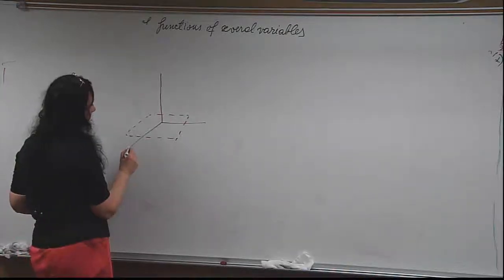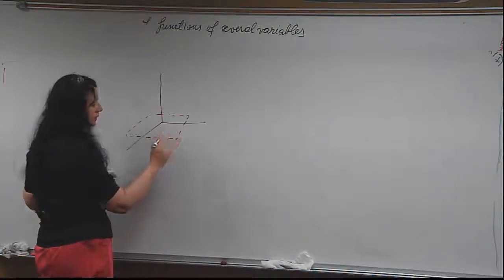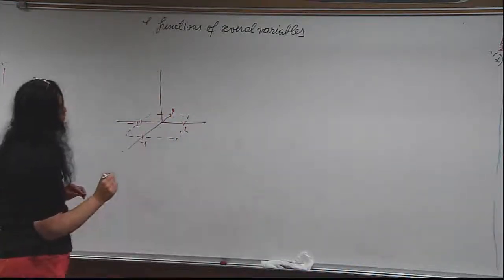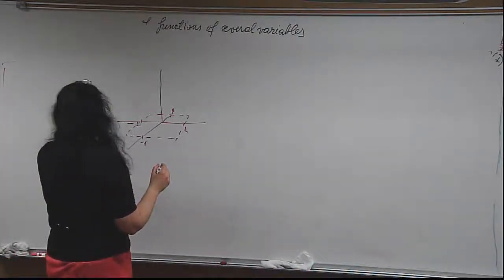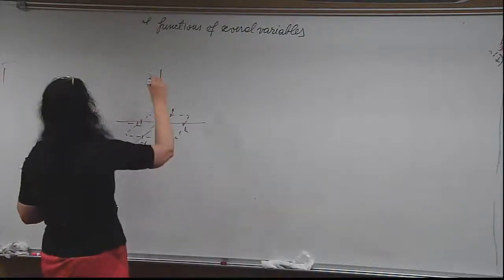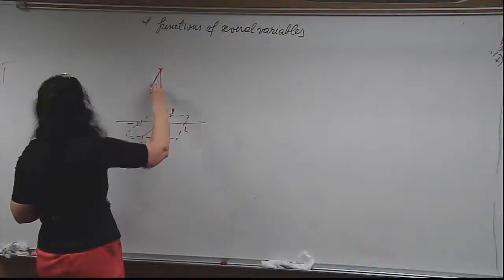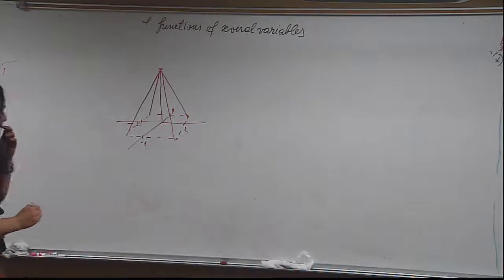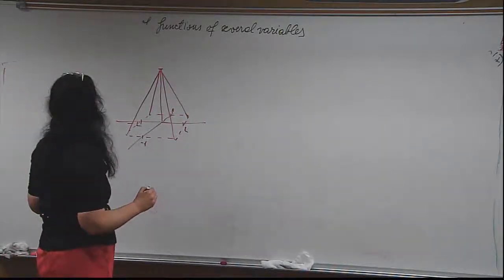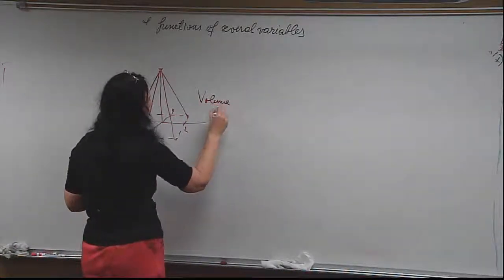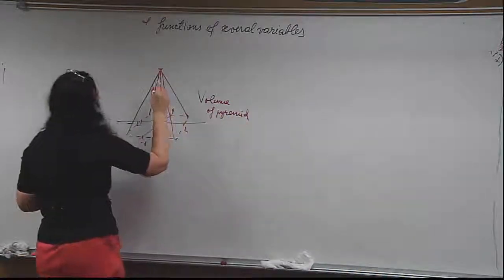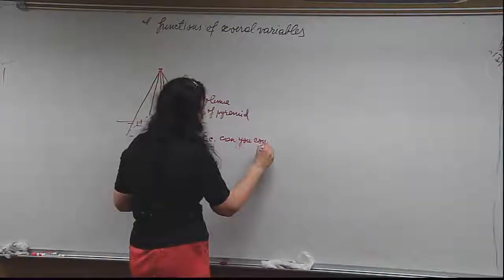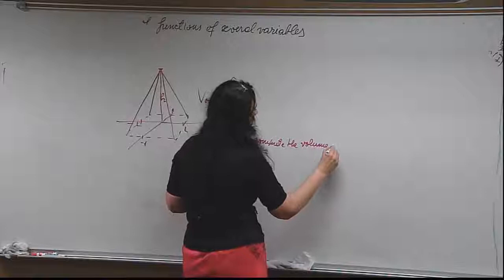Suppose that you have the same problem. -1 to 1 for x and y. -1 to 1, -1 to 1. Let's say the pyramid would have the... What would be the volume of such a pyramid? The height is h. For extra credit, can you compute the volume of this pyramid?